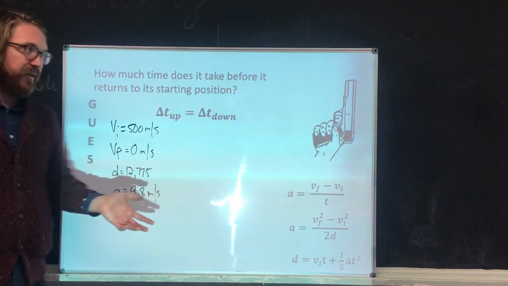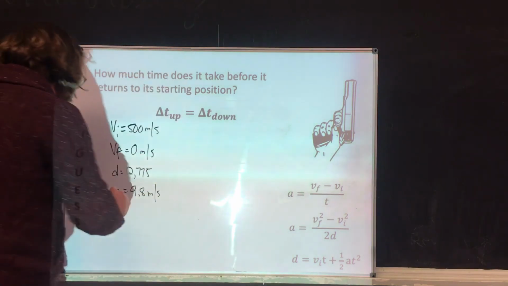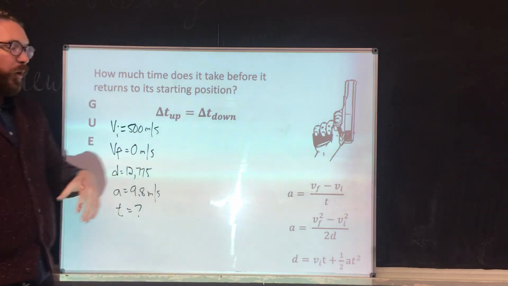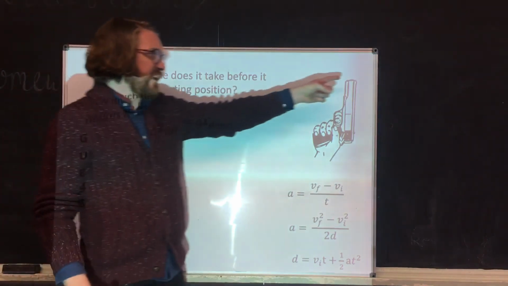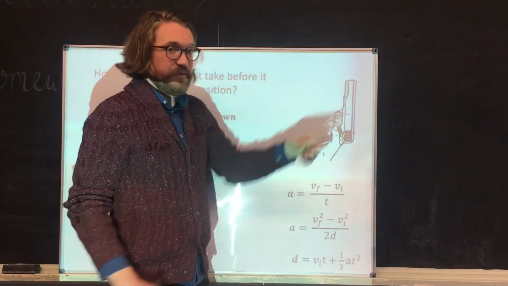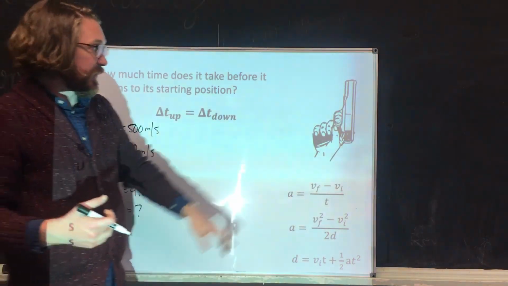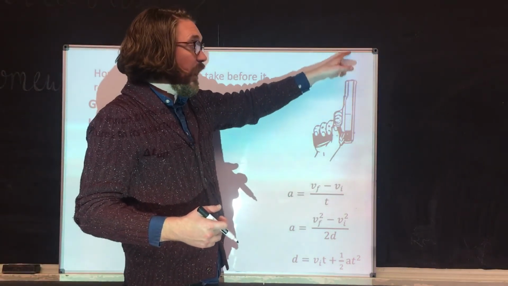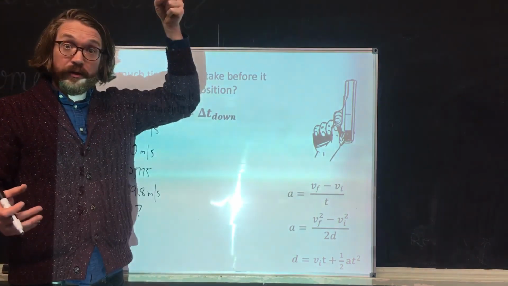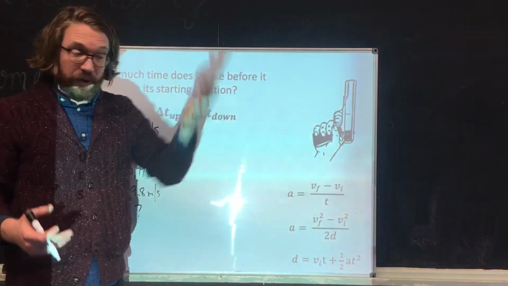So what else do we have here? What are we trying to find? How much time? Okay, so what we have to realize here is the time that it takes something to go up is the exact same amount of time it takes to go down. So all we need to do is figure out how long it takes to go up, and then we multiply that by 2, right? Up and down. We just got to find the up part.